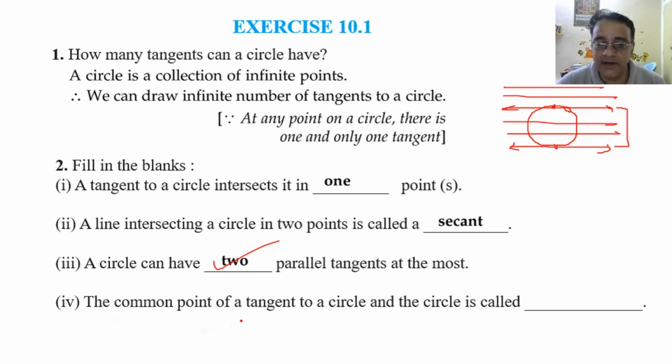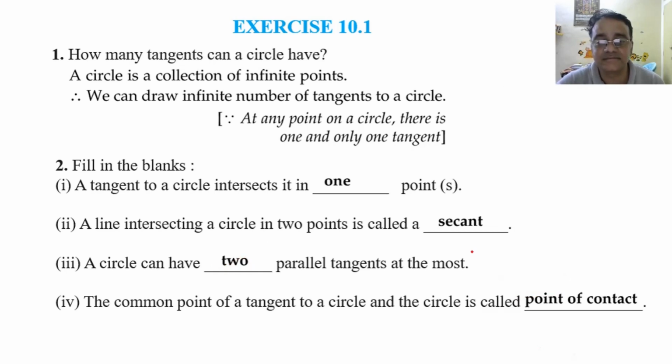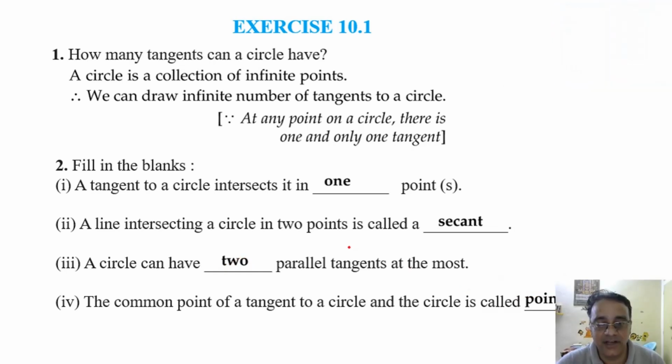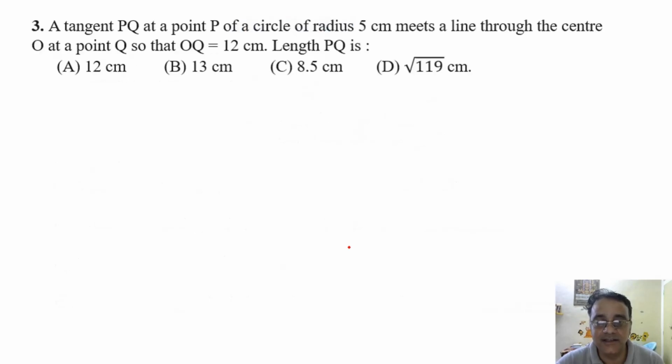Now the common point of a tangent to a circle and the circle is called dash. Point of contact. Any doubt in this? Okay, now we are moving towards the third question.